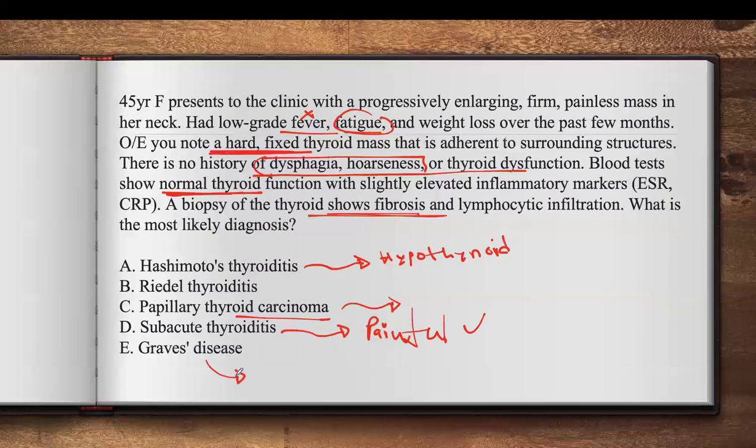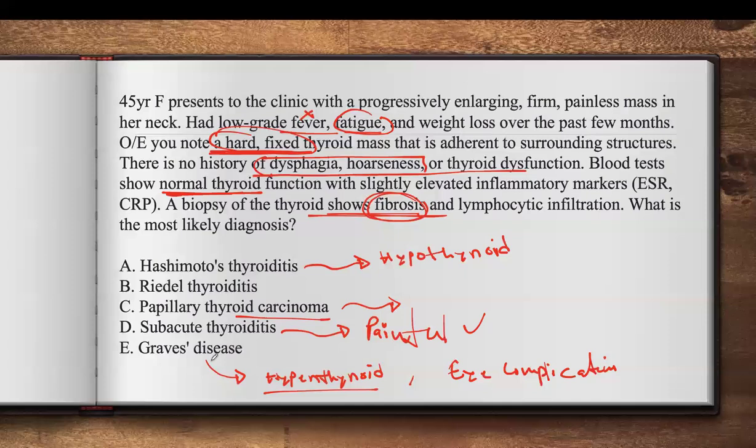Why not Graves' disease? First of all, Graves' disease will have hyperthyroidism, but this patient has normal thyroid function. Next, Graves doesn't come with fever. Graves also doesn't come with fibrosis. That's not a feature. Graves doesn't come as a hard and fixed mass. Graves comes as a diffuse goiter, and most Graves' disease patients will have some eye complications, which is called Graves' ophthalmopathy. So none of these fit here for Graves' disease.